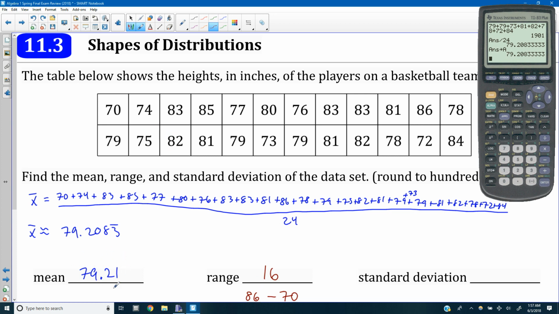But okay, the mean says the average height of the individuals here is a 79-inch person about. The range in inches from the shortest to tallest person is 16 inches. So the difference in inches between these two people is a whole foot and 4 inches. That's quite a bit, I guess. Okay, standard deviation. Now here's what it looks like.